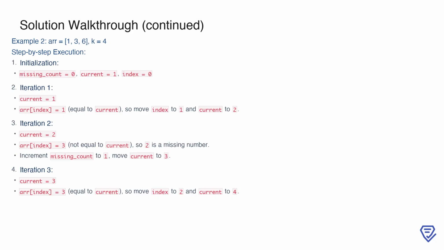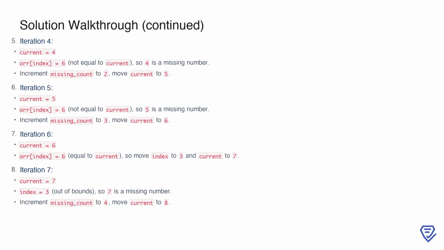In the second iteration, current is 2, which does not match the array value at index 1, which is 3. Since 2 is not in the array, it is a missing number. We increment missing_count to 1 and move current to 3. In the third iteration, current is 3, which matches the array value at index 1. This means 3 is not missing, so we move index to 2 and current to 4.